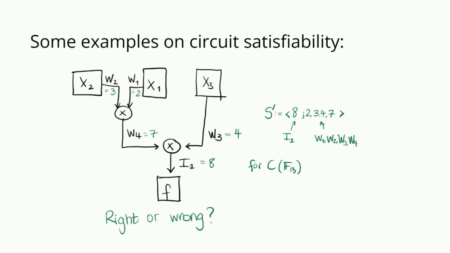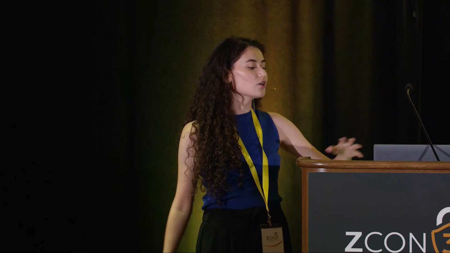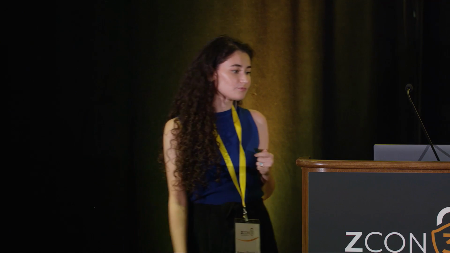So yeah, this is not a valid assignment, because as you see here, for example, 7 times 4, even in F13, would not equal 8. And also 3 times 2 does not equal 7. Okay, so this is a little bit of intuition of what circuits look like, how they're satisfied for what assignments, and how we look at several statements for several circuits that we get.